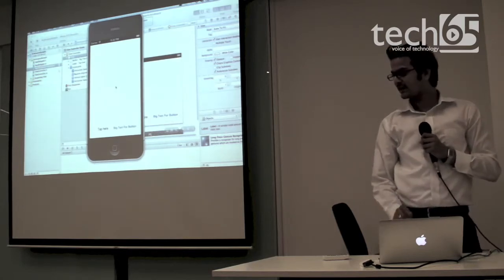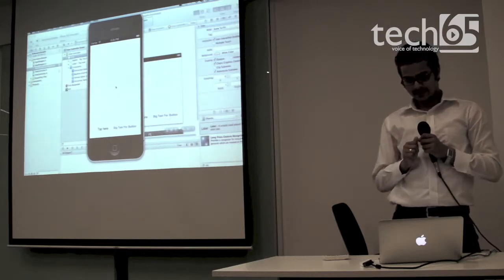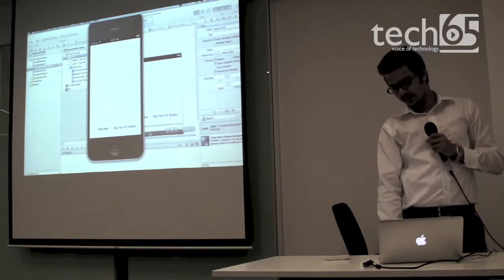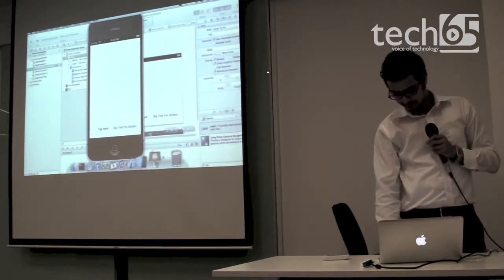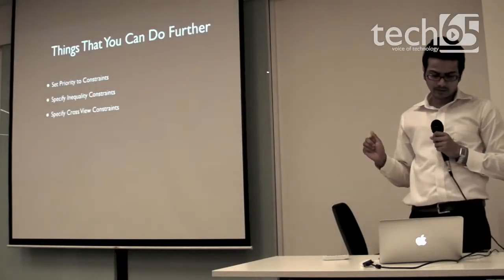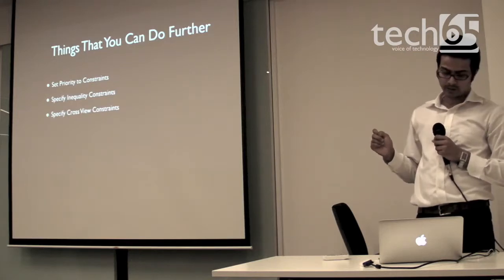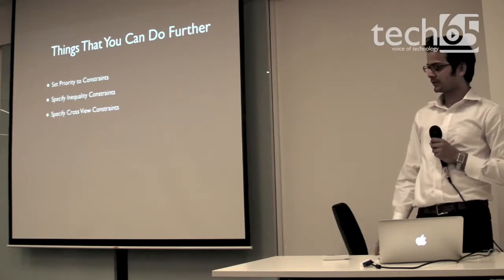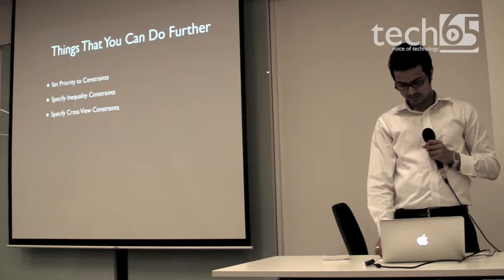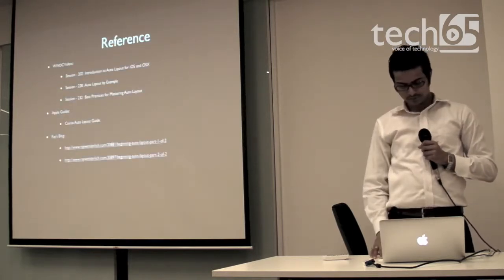Specifically how you select the constraint is very important. This is something really new for all of us, but that's where you can specify the priorities, which constraint takes over which one. The next few things that you probably need to check are how to specify inequality constraints, how to set priorities for these constraints, and how to specify cross-view constraints. So yeah, that's all about auto layout.